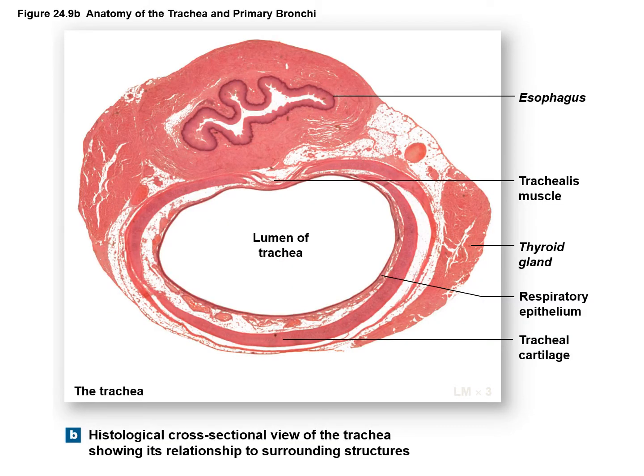Here's a histological view where we can see it even more. We can also see the relationship between the trachea and the esophagus. The trachea, again, is going to have the C-shaped rings that would actually surround the lumen. The posterior aspect is going to have the trachealis muscle, and just behind this is going to be the esophagus.